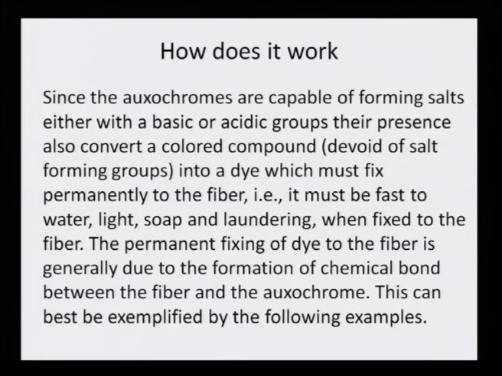But in the case of carbon bearing chromophores like C double bond O or C=C bond, there has to be more than one chromophoric group to create the coloration. How does it work? Since the auxochromes are capable of forming salts with either a basic or acidic group, their presence also converts a colored compound devoid of salt forming groups into a dye, which must fix permanently to the fiber.